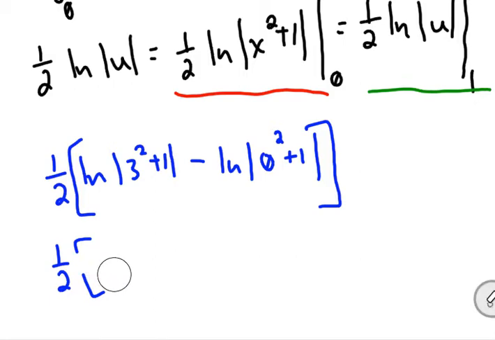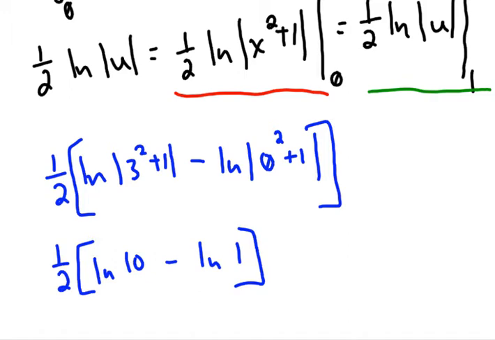Do I need absolute value bars? No, 10's already positive, so we don't need them. So ln 10 minus ln 1. Again, not necessary to have the absolute value bars there.